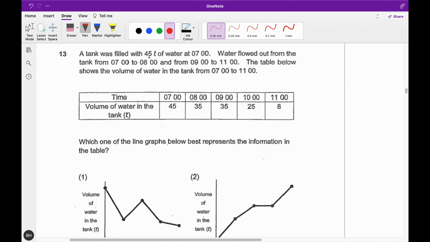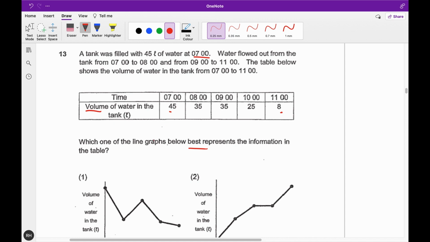Question 13. A tank was filled with 45 liters of water at 7 a.m. Water flowed out from the tank from 7 to 8 and from 9 to 11. The table below shows the volume of water in the tank from 7 to 11. So we have the time and the volume. Okay, so from 45 I end up with 8 liters. Which one of the line graphs below best represents the information in the table?